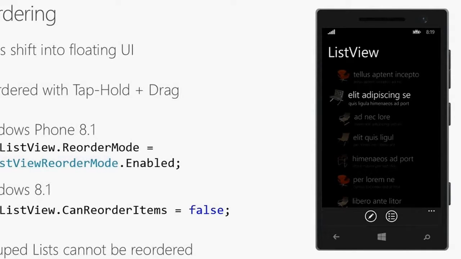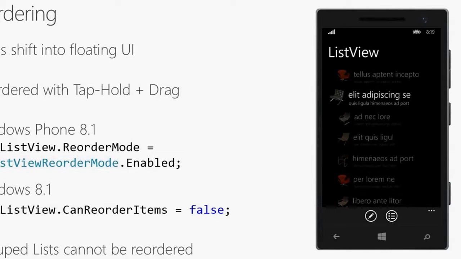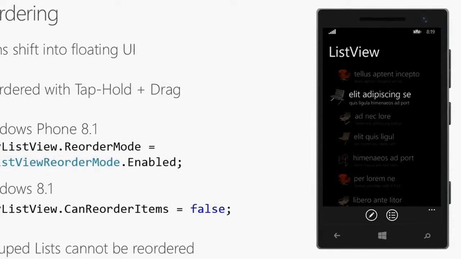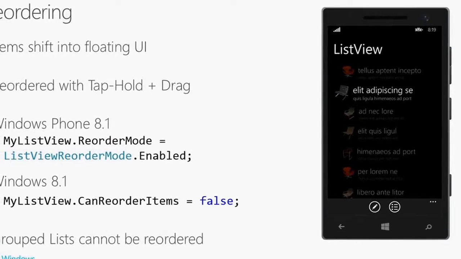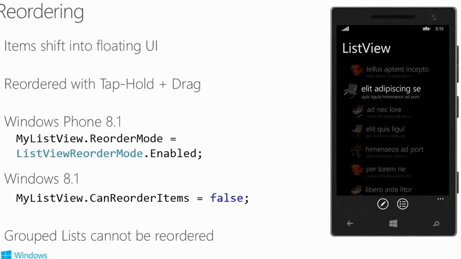There's a little bit of a difference between Windows and Windows Phone here. To switch into reorder mode with Windows Phone, we change the reorder mode property on our list view to ListViewReorderMode.Enabled. Whereas with Windows, we change the property CanReorderItems from true to false or false to true, and that'll change whether or not we're actively reordering the list. One note here: group lists cannot be reordered, so only a straight list of objects is going to be able to be reordered in a list view or in a grid view.